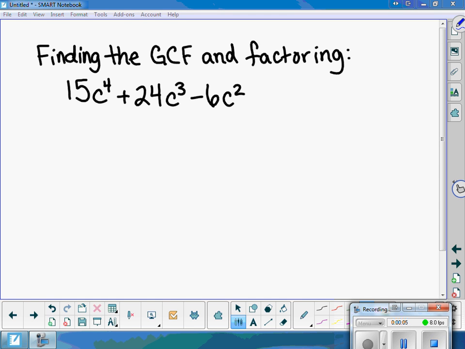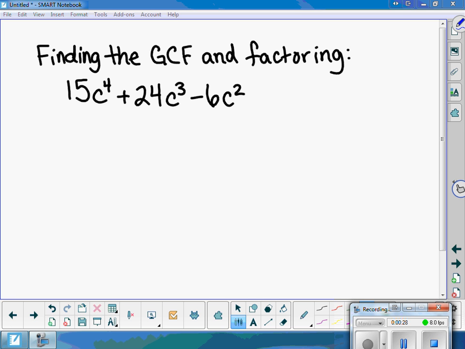Alright, I am going to go through a problem where we are going to find the GCF, the greatest common factor, and we're going to factor this expression. We're going to factor the GCF out of this polynomial here. So first we have to find the GCF.